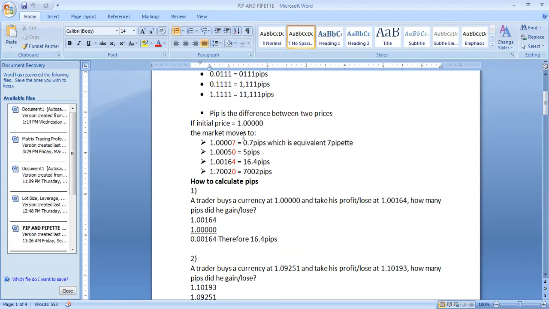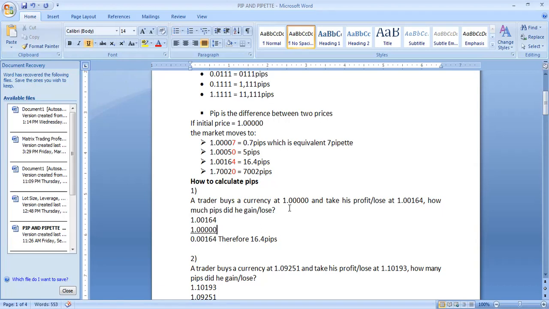So subtract this also, you are going to get 0.7002. Move the decimal by 4, you are going to get 7,002 pips. Okay, look at this example. A trader buys a currency at 1.00 and takes his profit. Okay, this has to do with take profit. He takes his profit or loss at 1.00164. How many pips did he gain?